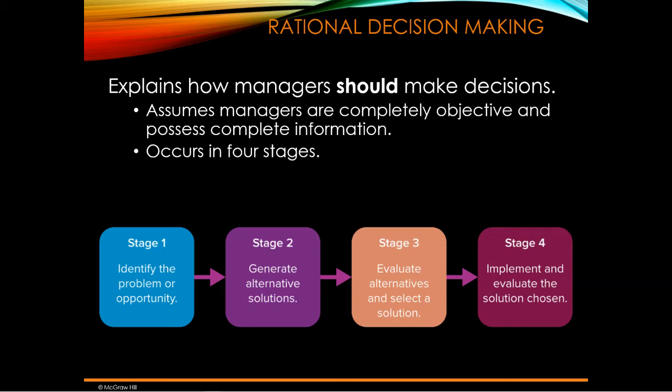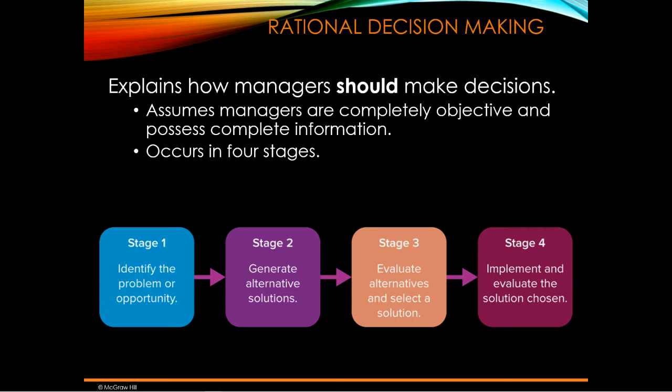So, a rational model for decision making explains how managers should make decisions. The model of decision making assumes that managers are completely objective and possess complete information when making decisions. So, kind of in a perfect vacuum, we have everything that we need to know detail wise to make decisions, and then we make the decision. Of course, this usually isn't how it really works. We don't exist in a vacuum, and therefore we can't really rely on this for a perfect decision every time.